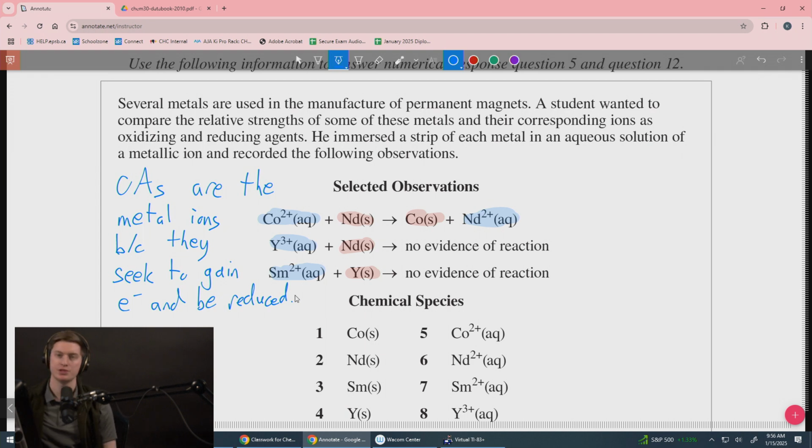Now, this also uses our spontaneity rule. If there is a spontaneous reaction, then we know that the OA is above the RA in a redox table. So for our first reaction here, we know that cobalt 2+ is a stronger oxidizing agent than neodymium 2+, and neodymium is a stronger reducing agent than cobalt. If there's no evidence of reaction, this is non-spontaneous, that means that our oxidizing agent is below our reducing agent.